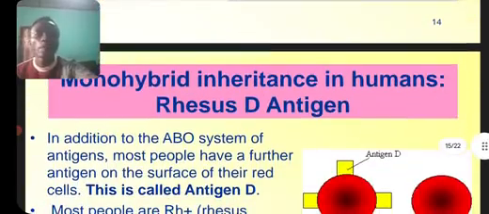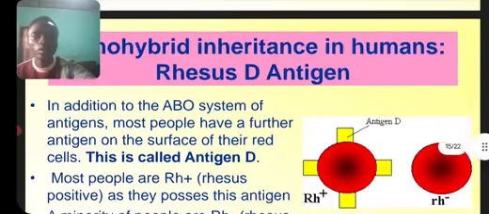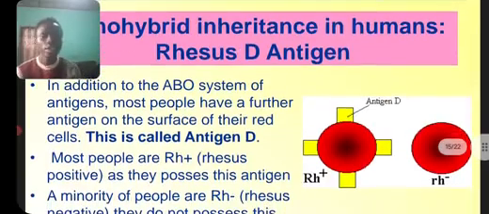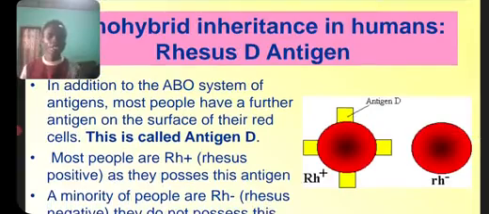We'll have more on monohybrid inheritance in humans, but right now we're going to look at the Rhesus D antigen. Now the Rhesus D, Rhesus positive, you have heard this. The doctors have told you immediately before a blood transfusion, maybe they tell you, you're Rhesus positive or Rhesus negative. You've had this, it's all over the internet. So it's very good to know your position.